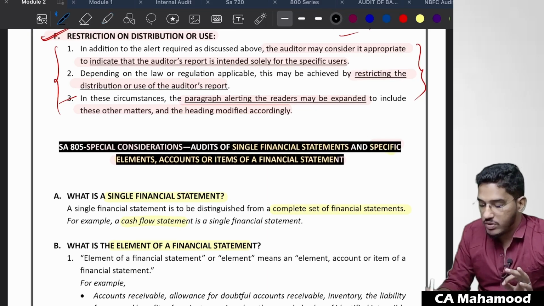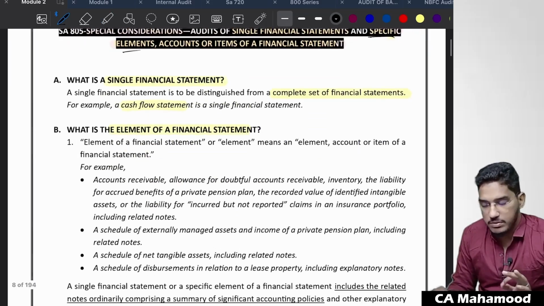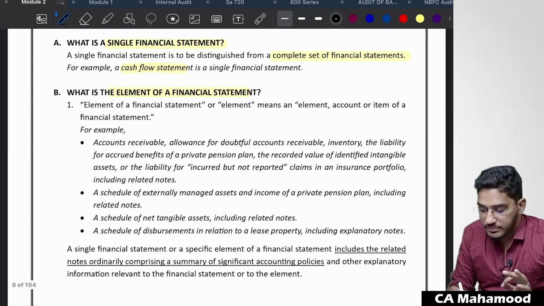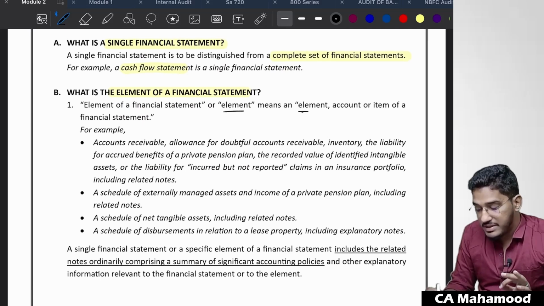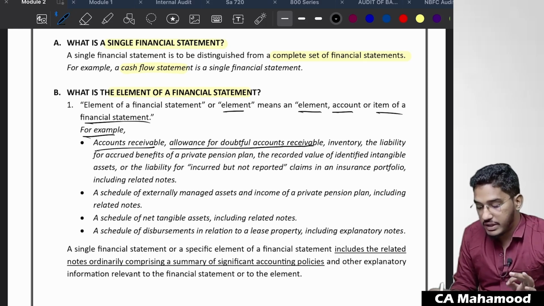So they have defined what is a single financial statement. Now they are defining what is a specific element, account or item of the financial statement. Let us see. Element of a financial statement means an element, account or item of a financial statement. For example, accounts receivable is one item of the financial statement. Allowance for doubtful debts and doubtful accounts receivable is one of the elements of the financial statement. Inventory is one of the elements or accounts of the financial statement.